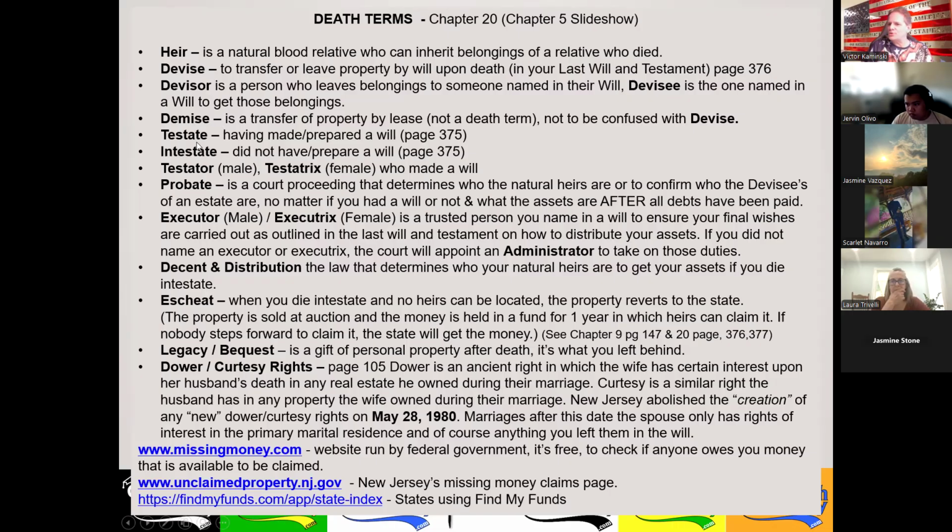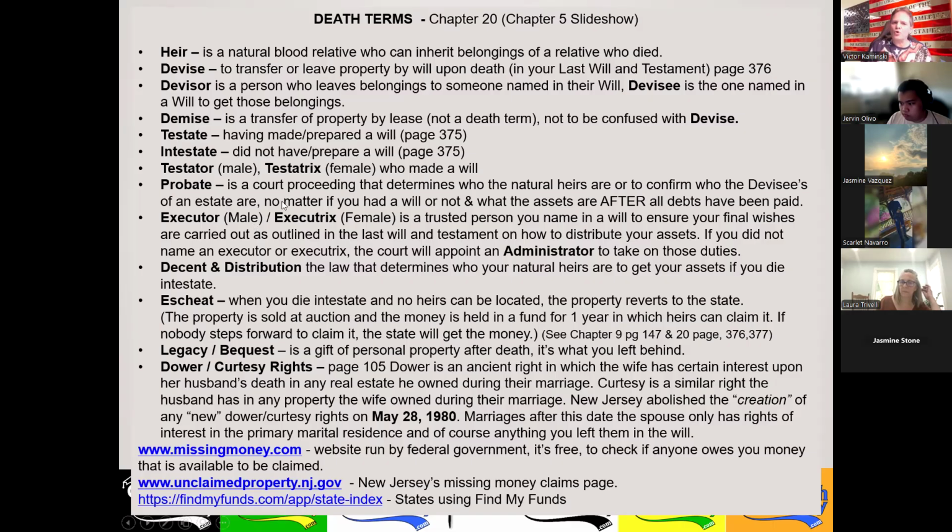Testate means that you made a will, you prepared a will of how to dispose of your belongings upon your death. Intestate means you died without preparing a will. A testator is a man who makes a will. A testatrix is a woman, a female who makes a will. By the way, these terms are Latin. They're gendered terms, okay?